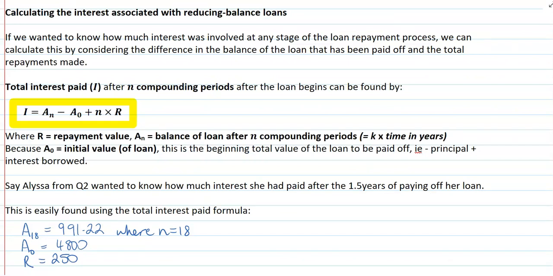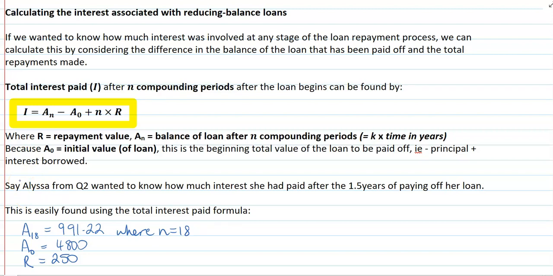One of the other skills we need with reducing balance loans is being able to calculate the amount of interest that's been paid after a certain amount of compound periods. To calculate the total interest paid after a certain amount of compounding periods, we take the balance at that point in the loan, or the A_n, and we subtract away the initial value of the loan, the A_0, and then we simply add on the amount that's been repaid over that period of time, which is your n by your repayment value.